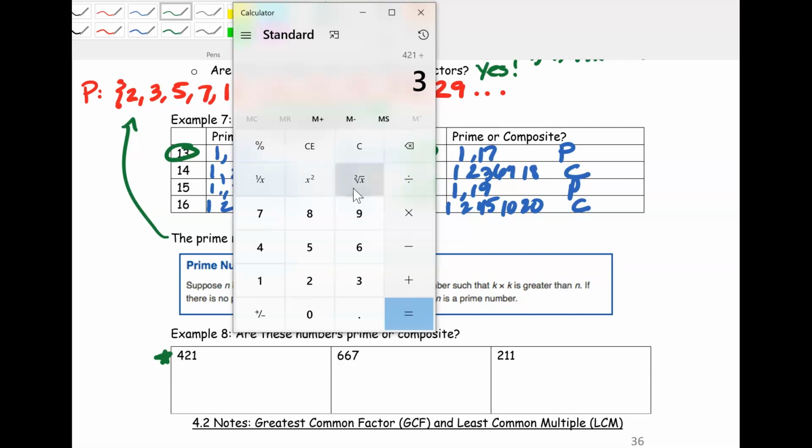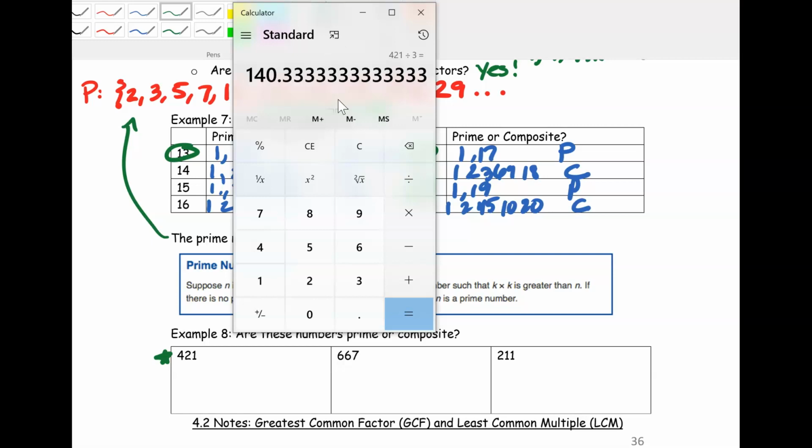Oh, let me go back. So 421, especially if you're using one of these calculators. It's not liking my fingers today. 421 divided by 3. Okay, you get the idea. So it's not divisible by 3.